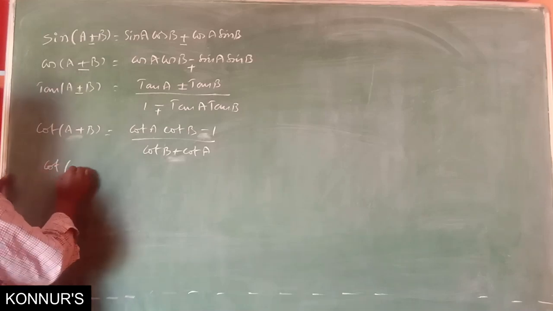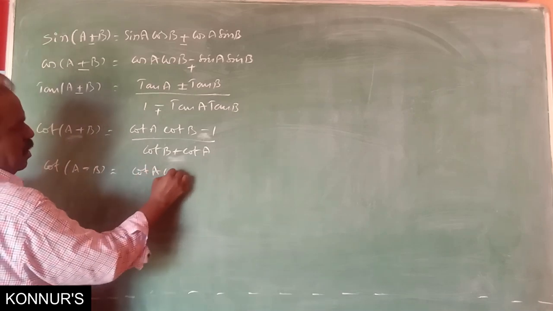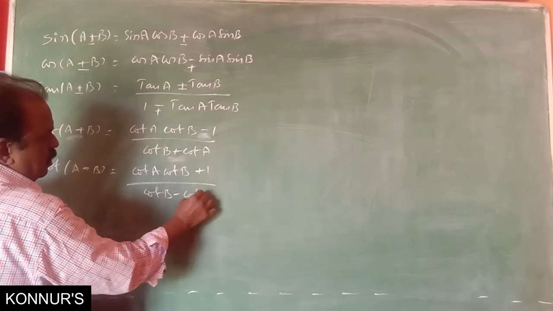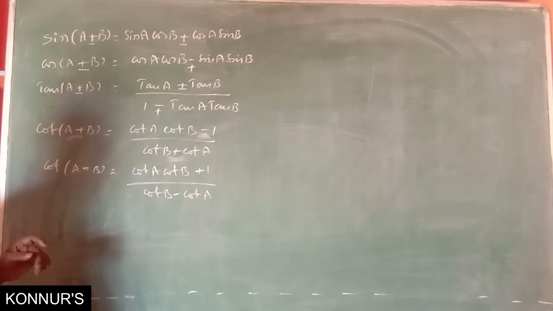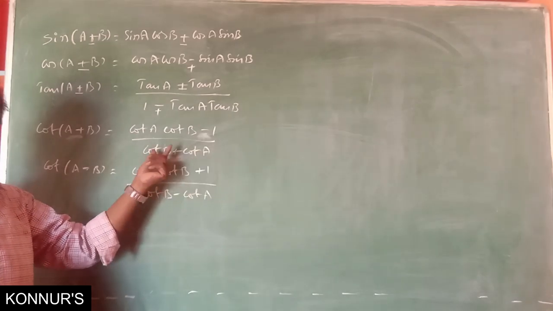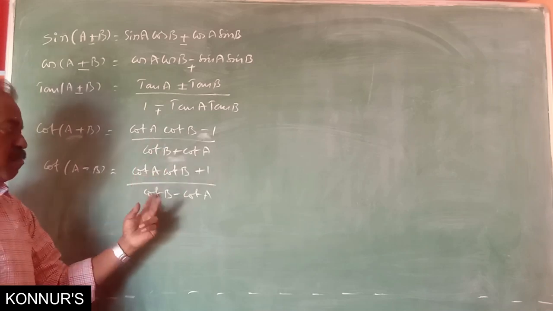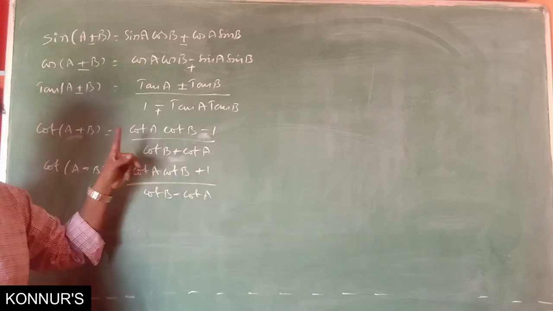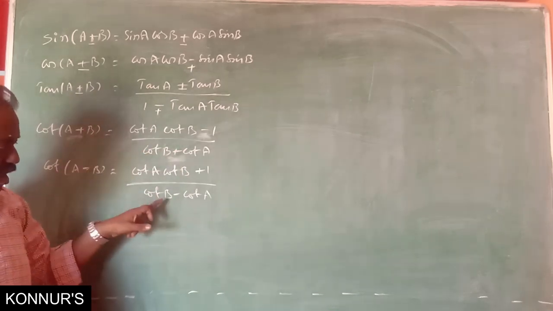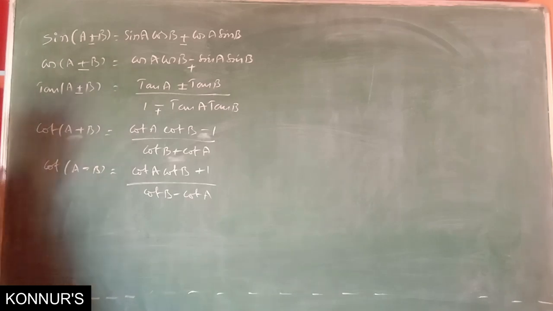You see, cot of A minus B is cot A cot B plus 1 by cot B minus cot A. Don't confuse. Here, in this case, I wrote cot B plus cot A. You see the order: B, then A. Cot B plus cot A, cot B minus cot A. Don't write cot A plus cot B. In the case of addition, it is okay, but here it is first cot B minus cot A. You practice like this. Okay? Right.